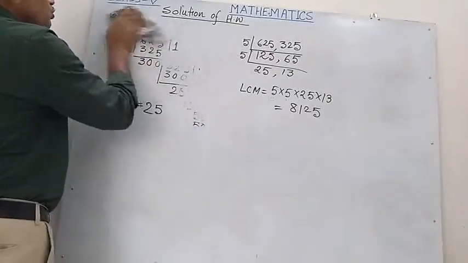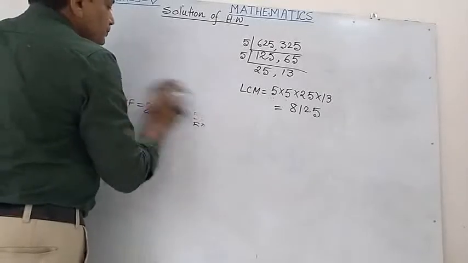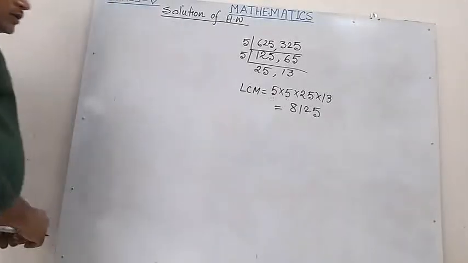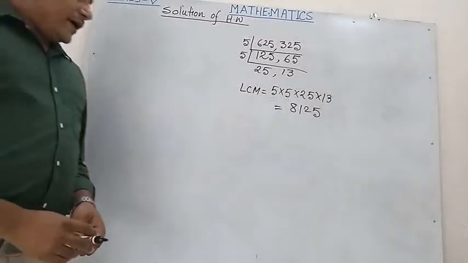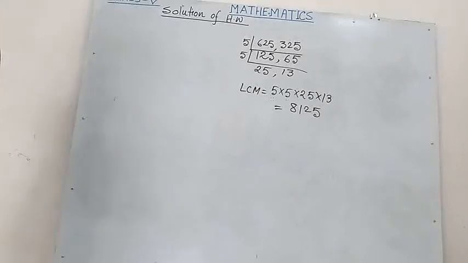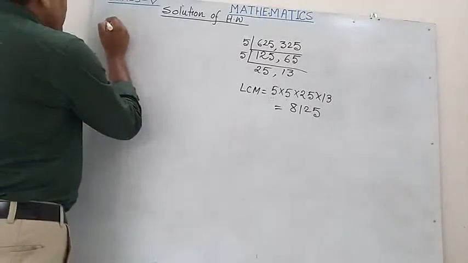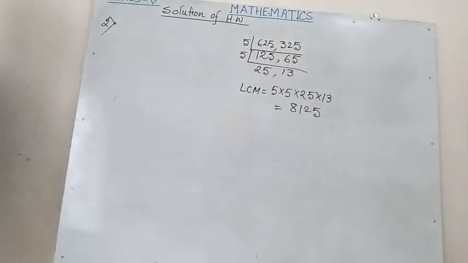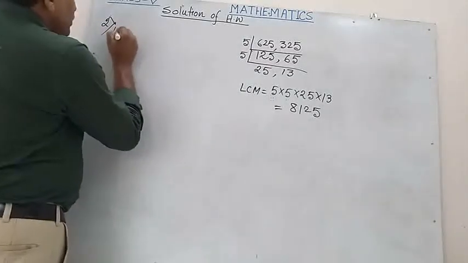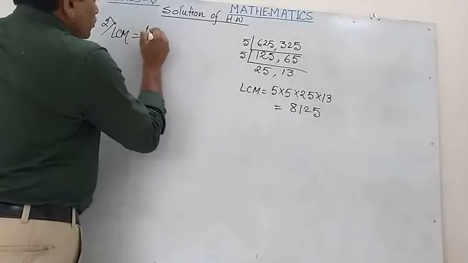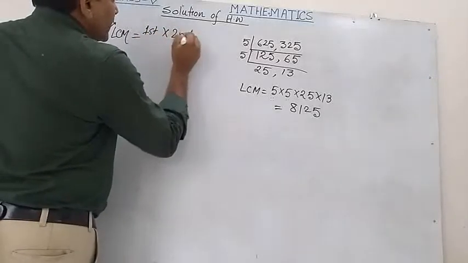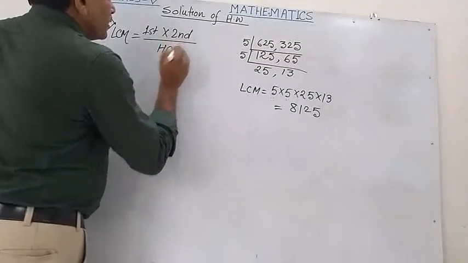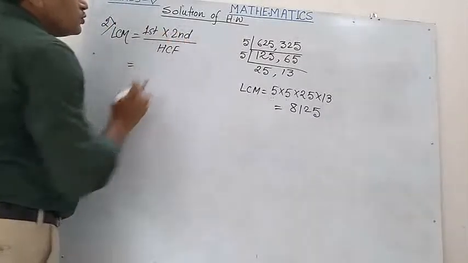Next, question number 2. The product of two numbers is 120. If their HCF is 6, what is their LCM? So as we know, LCM equals first number into second number divided by HCF. Now the product of two numbers is given.